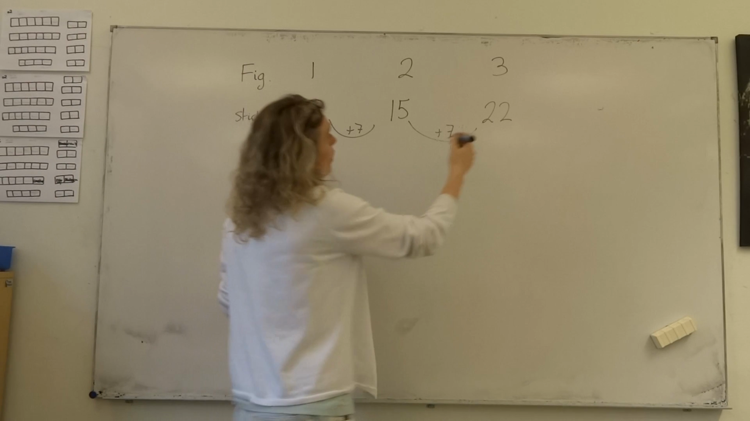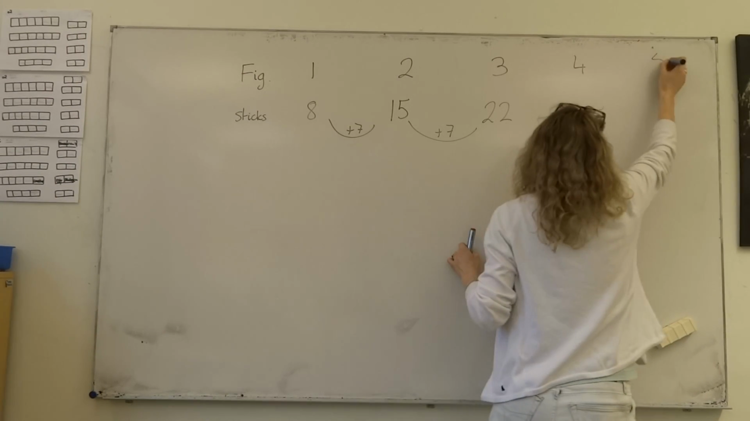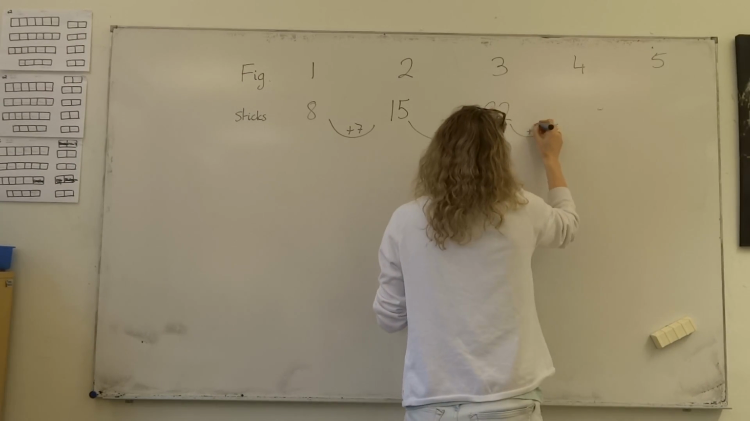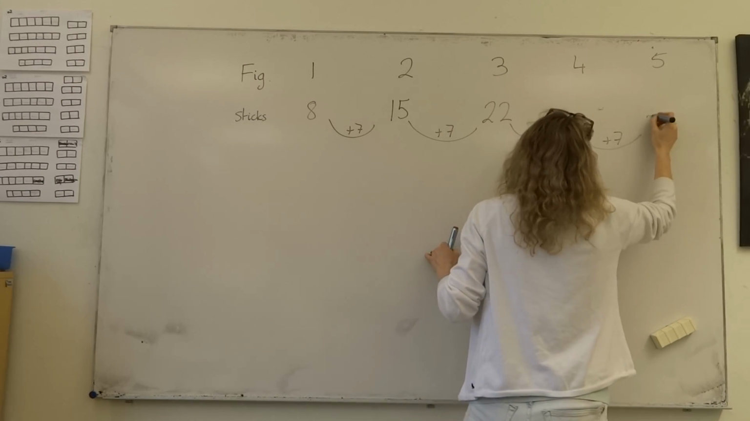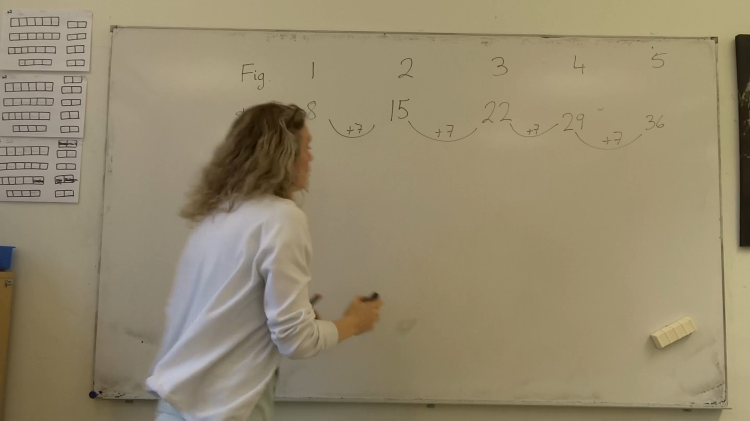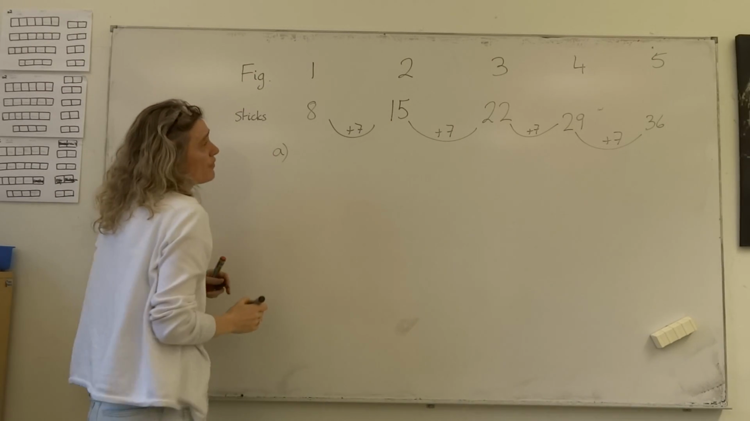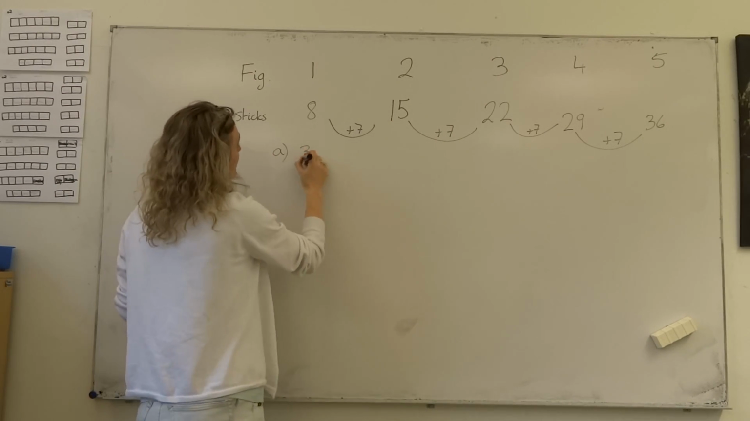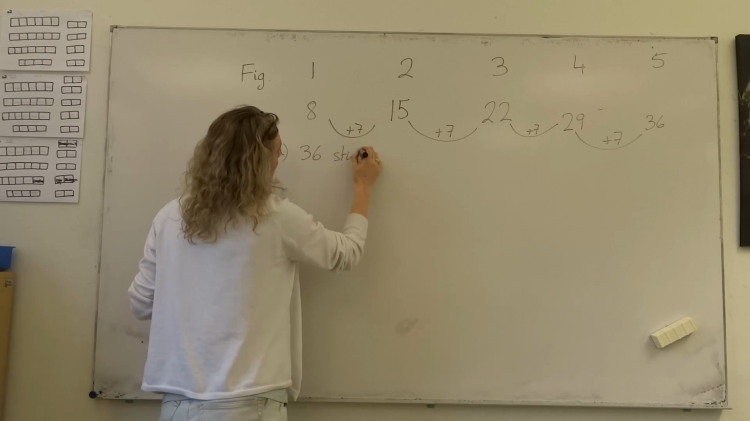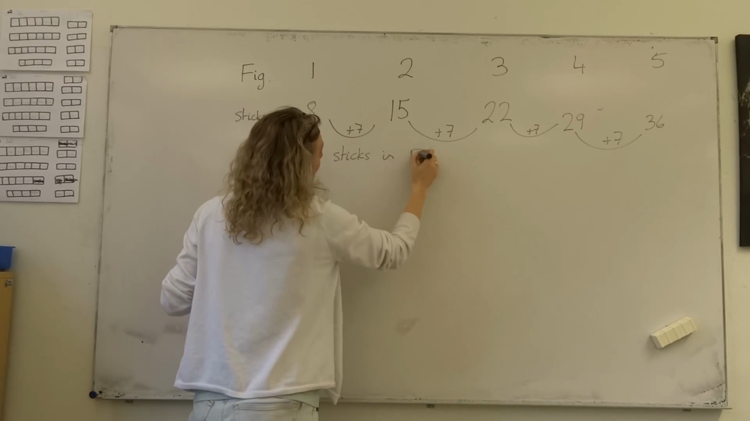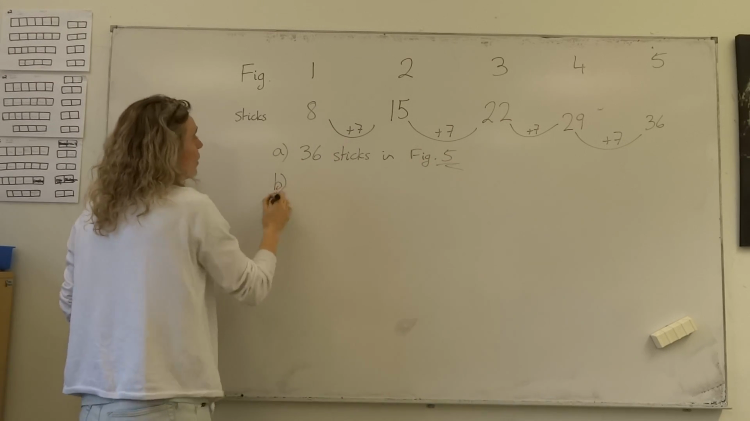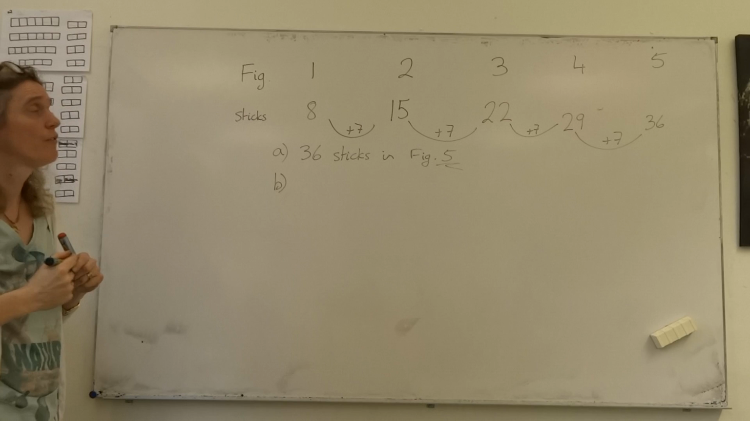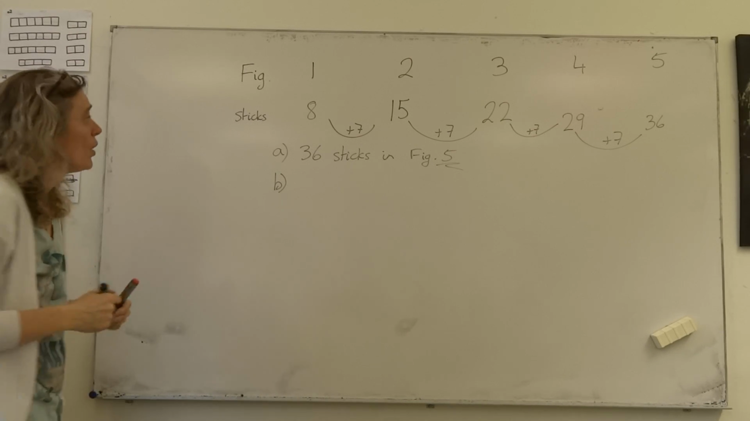So if we want figure number 5, which was the first question, it's just to add 7 again, we'd get 29, and add 7 again, we'd get 36. So question A, how many sticks in figure number 5? 36 sticks in figure 5. Then it says, what's the formula for this equation?